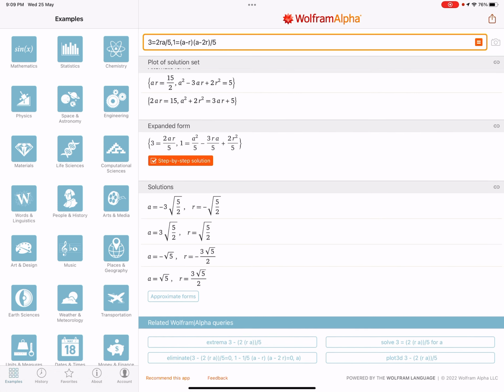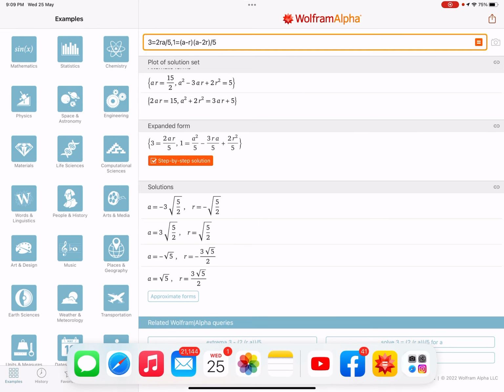We're going to ignore the solutions that have negative values for a and alpha. So the first solution here is going to be ignored. The second solution is okay. The third solution is going to be ignored. The fourth solution is going to be ignored as well because a is too small. So basically, the right solution is going to be the second solution, which is a equals 3 multiplied by the square root of 5 divided by 2, and r is 1/3 of that, which is the square root of 5 divided by 2.